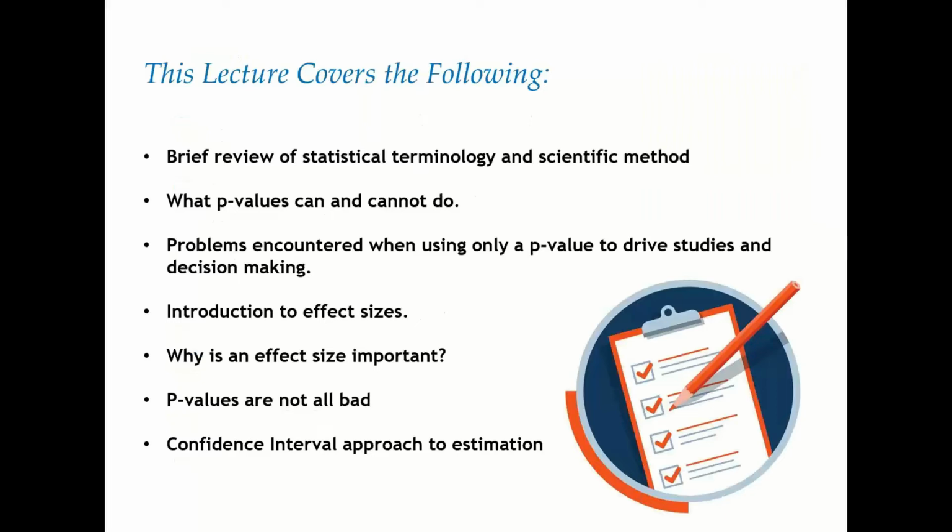Okay. The lecture today, we're going to look at a few things here. We're going to do a brief review of statistical terminology and the scientific method, just to give you an idea of why we even started with the p-values and such. We're going to learn about what p-values can and cannot do, problems encountered when we just use the p-value to drive our studies and our decision making. We're going to do a brief introduction to effect sizes, why they're important. I also have a little place here about p-values not being all bad, and they aren't all bad. And the confidence interval approach we'll look at the very end.